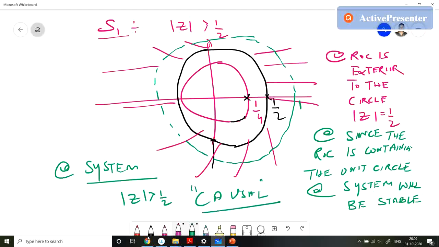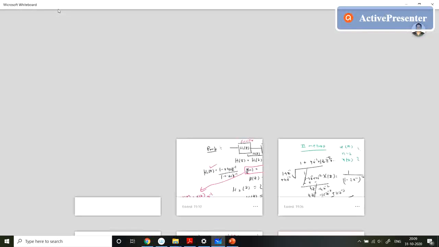So we have a stable system as well as a causal system. So it is both stable and causal. Now let us discuss the second one, that is S2. Let us discuss the second system.